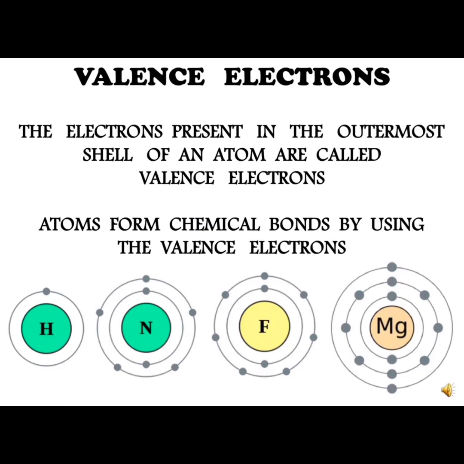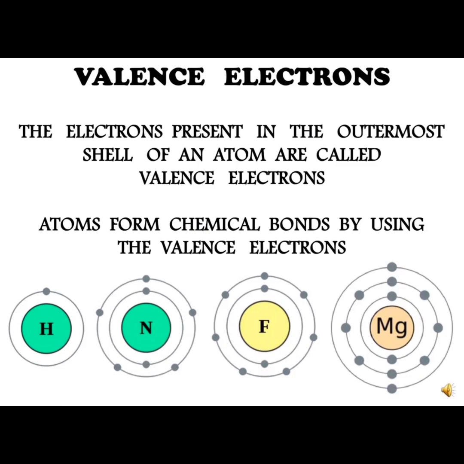If you look at the last shell, in hydrogen you have only one electron present in the last shell. There is only one shell over there, and in that shell there is only one electron present. So the valency of hydrogen is 1. If you look at nitrogen, in the last shell how many electrons are there?